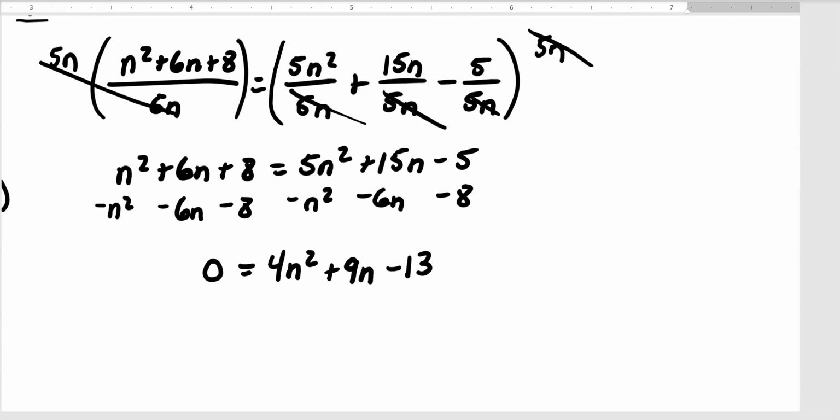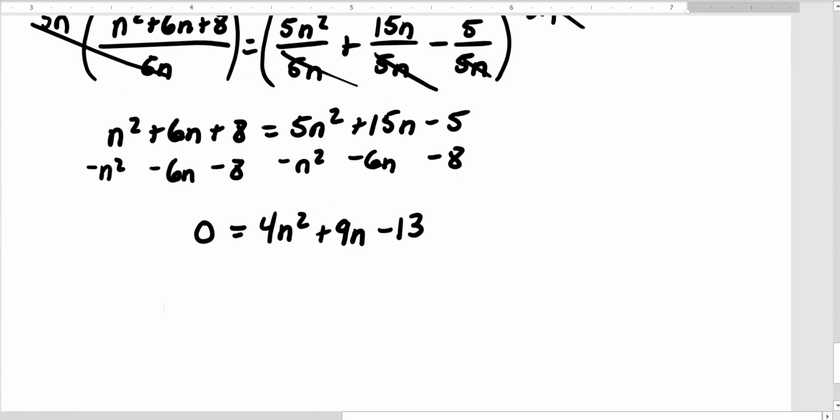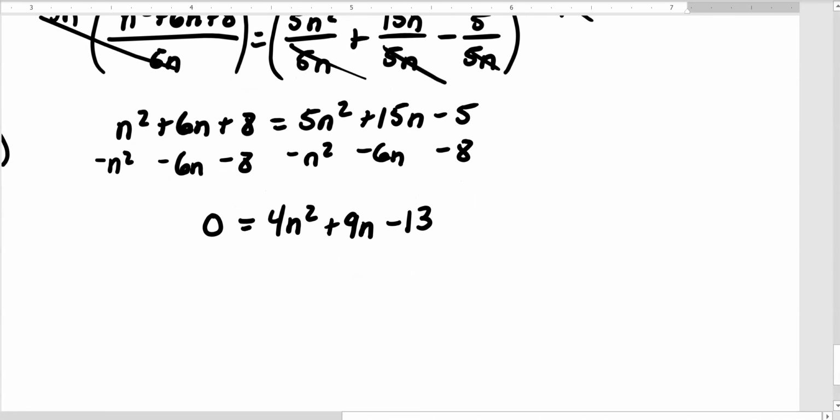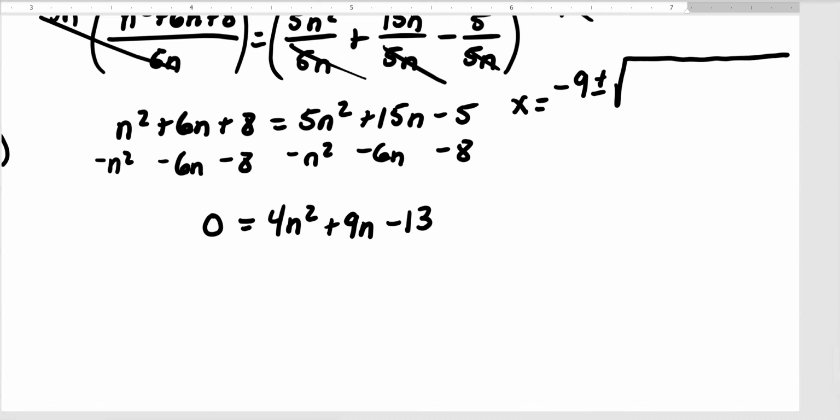Wow. Now, is that factorable? I don't know off the top of my head, and if I don't know off the top of my head, I'm leaning towards the quadratic formula for this one. So let's say x equals the opposite of 9 plus or minus the square root of b squared minus 4 times a, which is 4, times c, negative 13, all over 2 times a, which is 4.